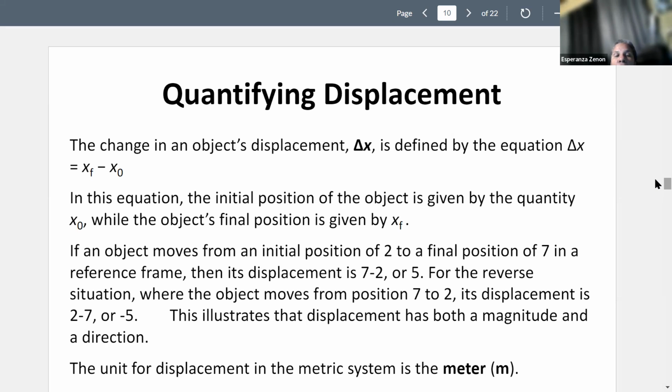What about if the motion was reversed? What if the object started at 7 and ended at 2? Started at 7 and stopped at 2. Follow the rule. What does it say if you want to find displacement? In that particular case, the final position is 2 and the starting position is 7. When I say final minus starting, that's 2 minus 7, or -5.